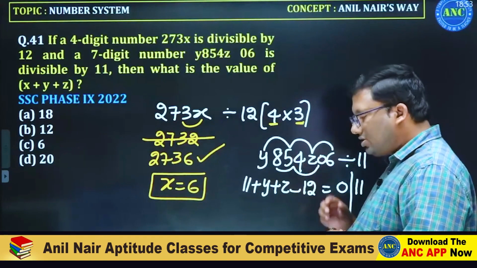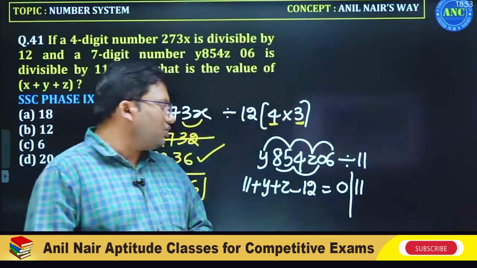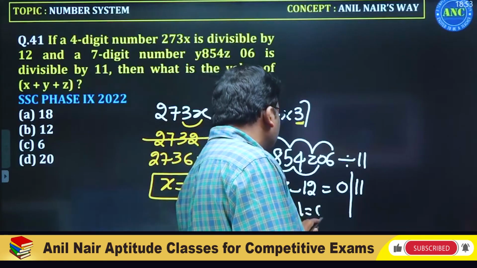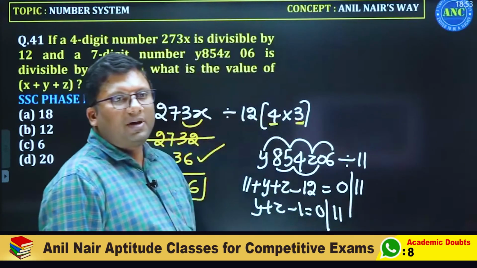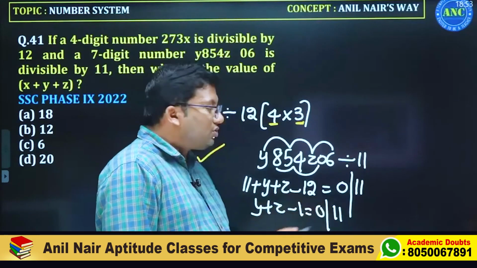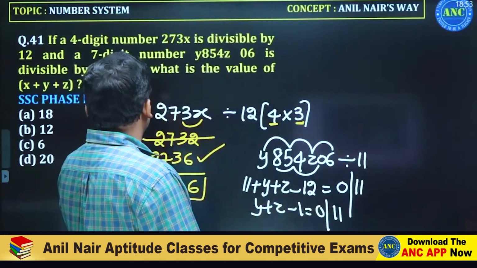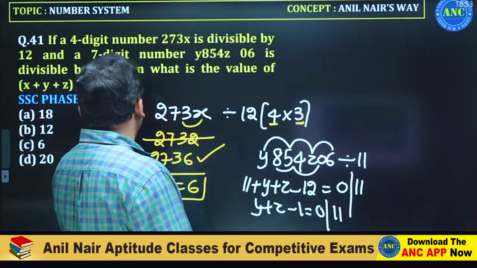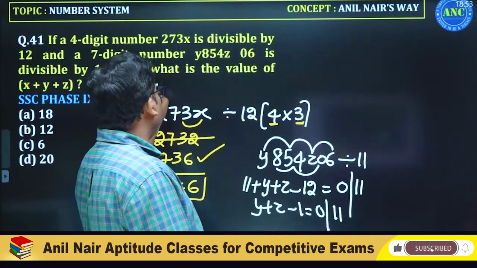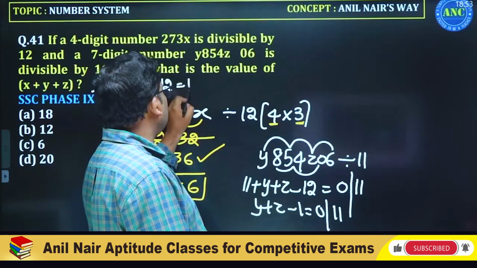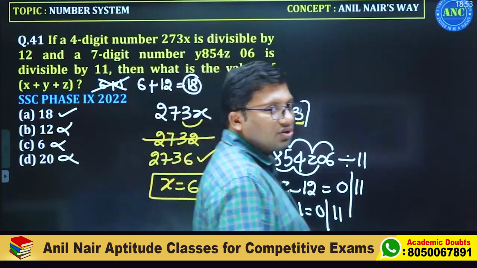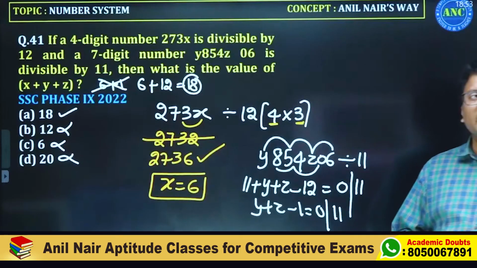The even places: 0 plus 4 plus 8 is 12. That means Y plus Z minus 1 is either 0 or 11. So Y plus Z will be 1 or Y plus Z can be 12. 6 plus Y plus Z can be 1? 6 plus 1 is 7, it is not given. So 6 plus Y plus Z, with the minus 1 going to the right hand side, plus 1, 11 plus 1 is 12. 6 plus 12 is 18. The answer for this question is 18. I hope the idea is very much clear.